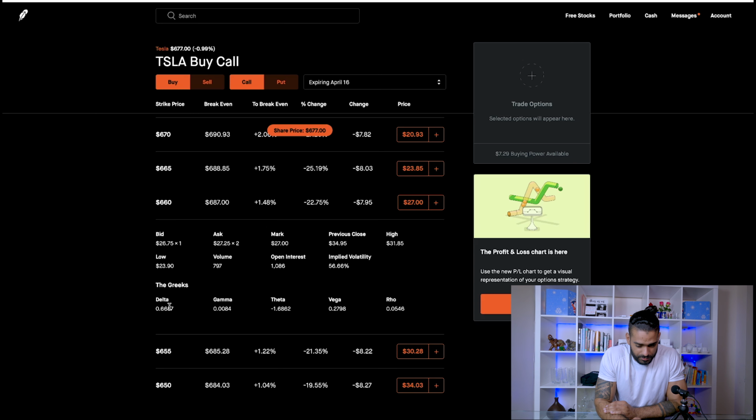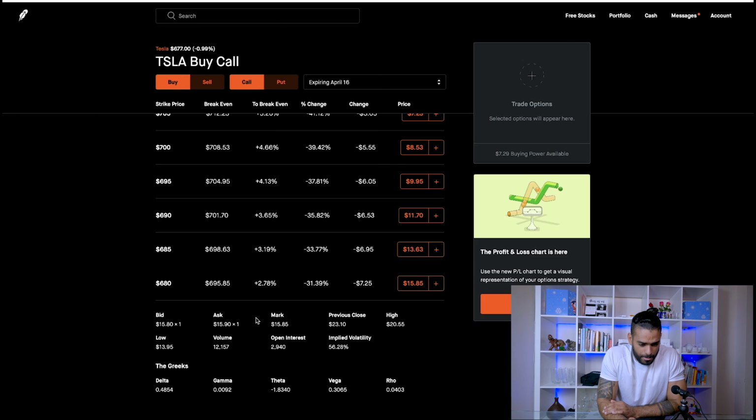Delta is very important. Delta measures the impact of a change in the price of a stock. So it's basically how much the option premium will increase or decrease with a $1 change in the stock. So I hit the 680 call. As you can see, the delta for this one option is 0.4854. Tesla is at 677. So if Tesla goes up by 1, it's gonna be 678. That means you're gonna add 0.4854 to the premium, 15.85.